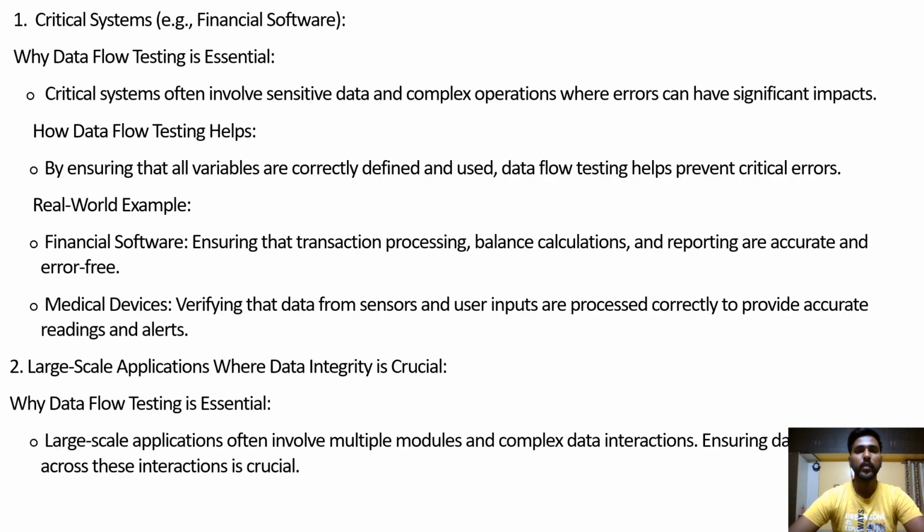Now we'll see the applications of data flow testing. The first one is critical system. Example, financial software. Why data flow testing is essential? Critical systems often involve sensitive data and complex operations where errors can have significant impact. How data flow testing helps? By ensuring that all variables are correctly defined and used, data flow testing helps prevent critical errors. Real-world examples are financial software, ensuring that transaction process, balance calculation and reporting are accurate and error-free. Medical devices, verifying that data from sensors and user inputs are processed correctly to provide accurate readings and alerts.